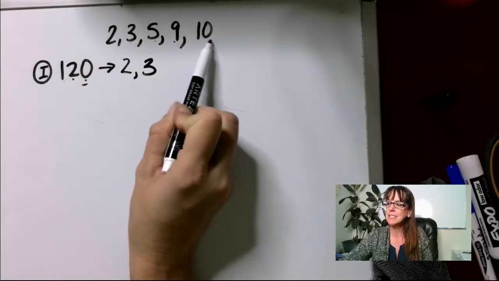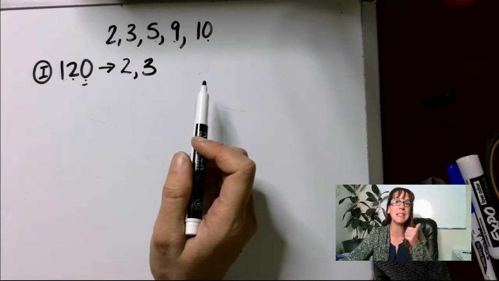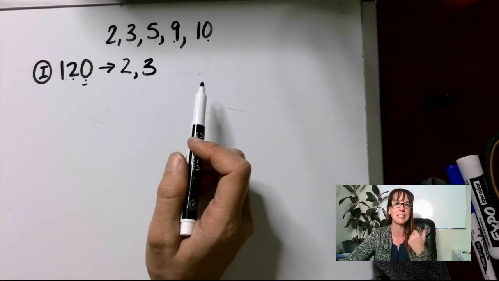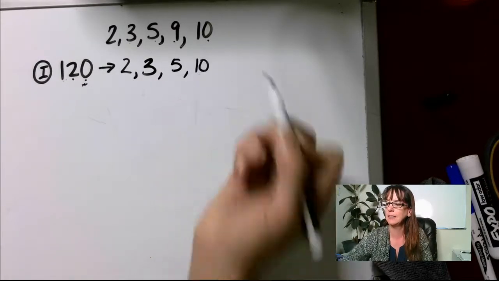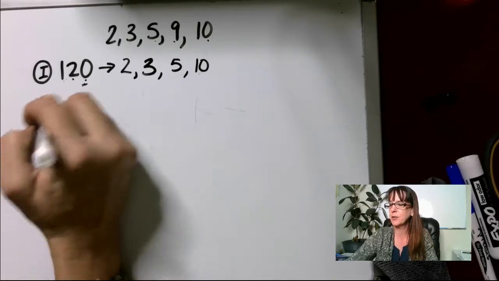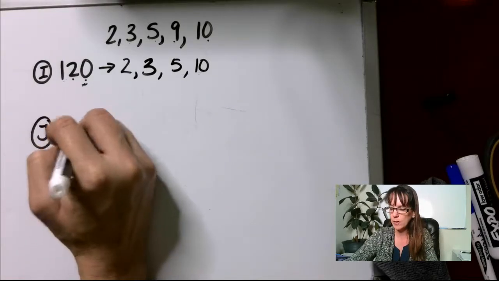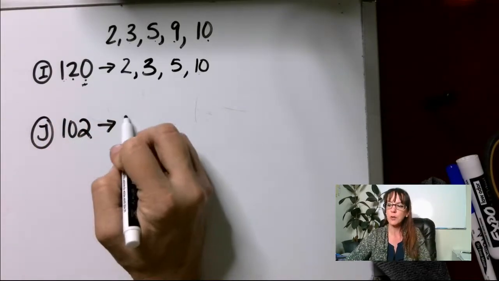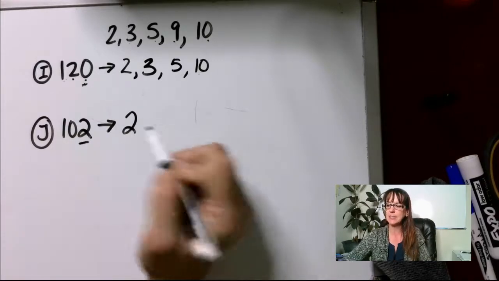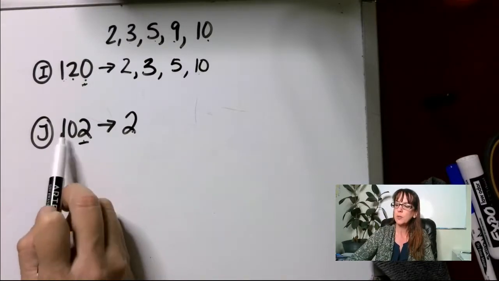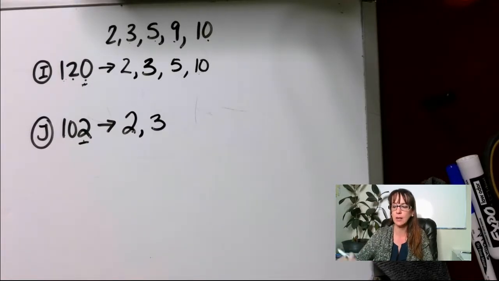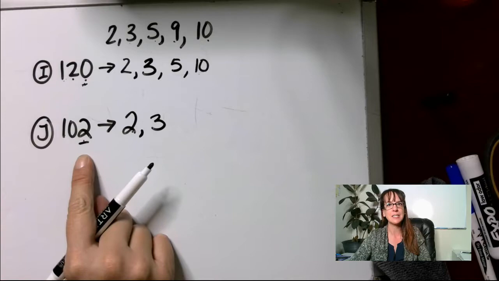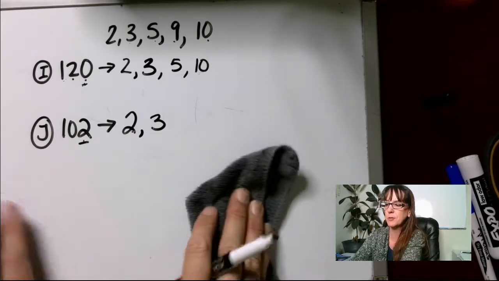Now for 5 and 10, those are very similar rules. If it ends in a 0, it is 10. If it ends in a 0 or a 5, it's 5. This ends in a 0, so not only is it 5, but it is also 10. All right, for J, we are going to do 102. Since this is even, 2 is going to go into there. 2 plus 1 is 3, so we know 3 is going to go into here, but 9 will not. 5 and 10, nope, it doesn't end in a 5 or a 0, so it's just 2 and 3.